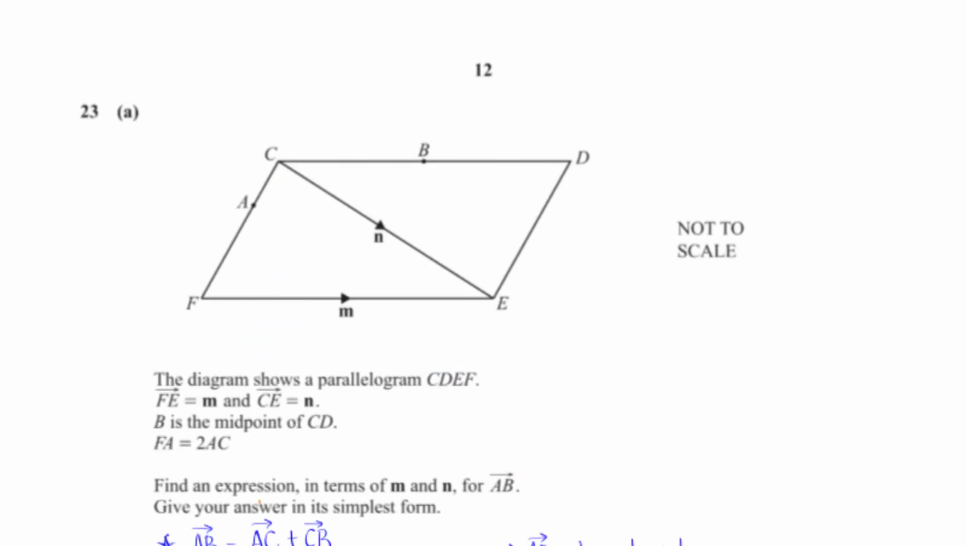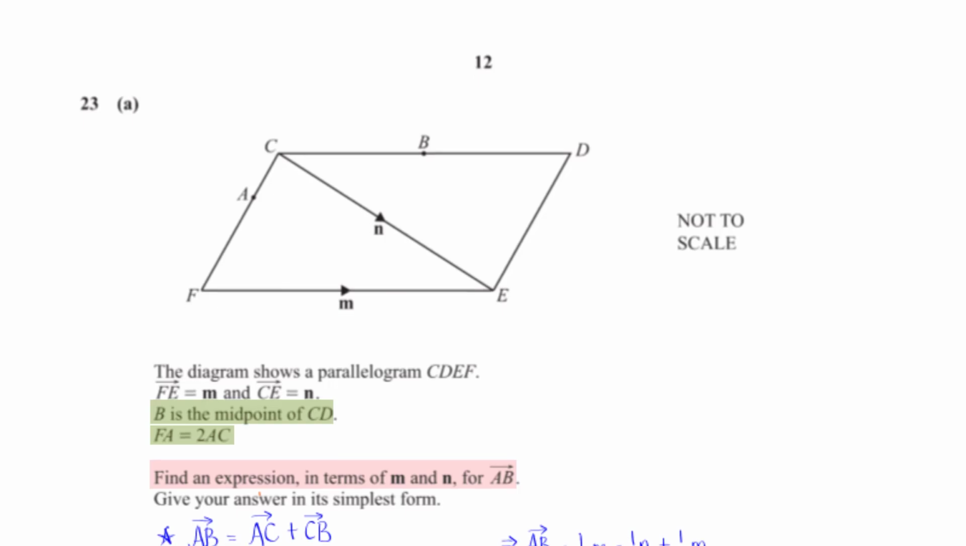The diagram shows a parallelogram CDEF. FE is equal to m and CE is equal to n. B is the midpoint of CD. FA is equal to 2AC. Find an expression in terms of m and n for AB. Give your answer in its simplest form.